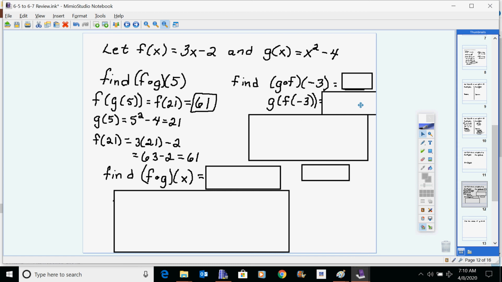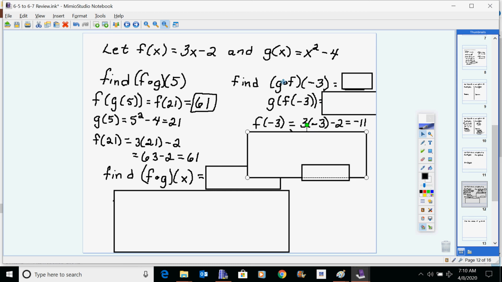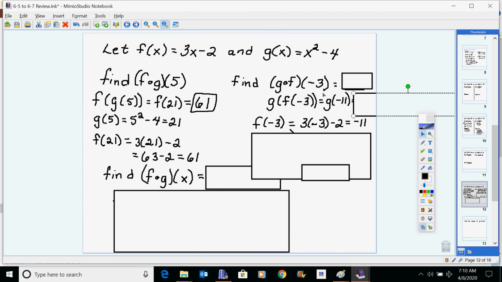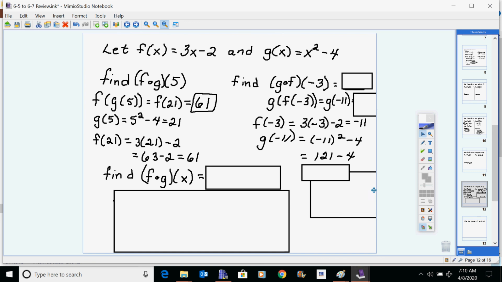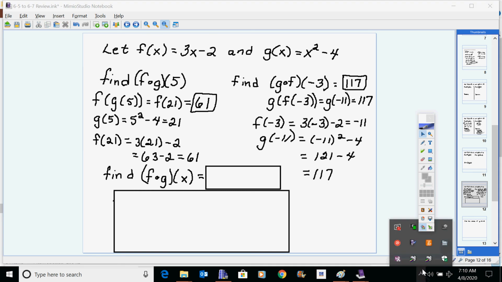Okay. This one, you do the f function first. So we're going to take a look at what you get for f of negative 3. You plug in 3 times negative 3 minus 2. That gives you negative 11. Then after that, you've got negative 11 here, so you're finding g of negative 11. You plug it in and finally arrive at 117 by doing that work right there. So your final answer to this question is 117.